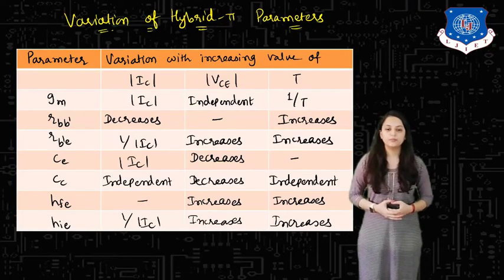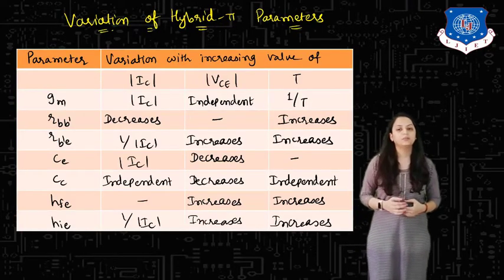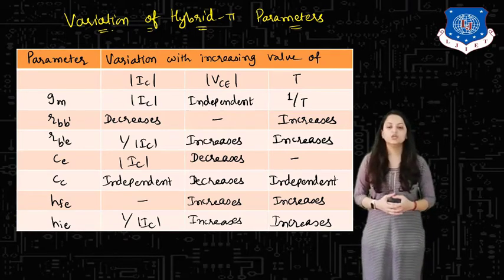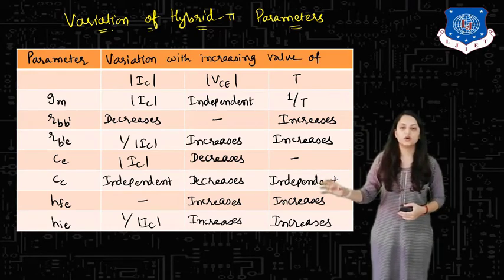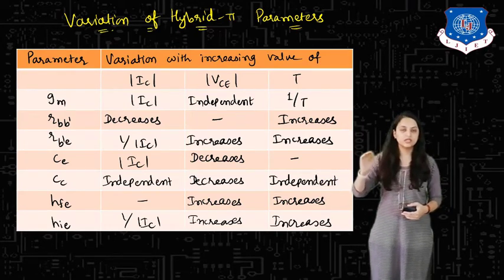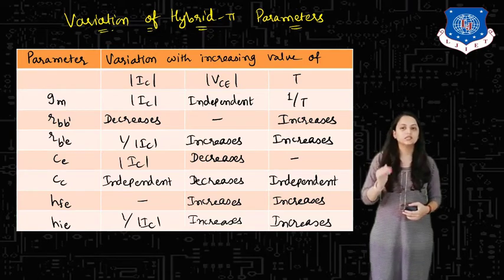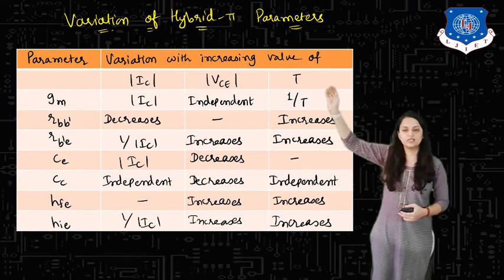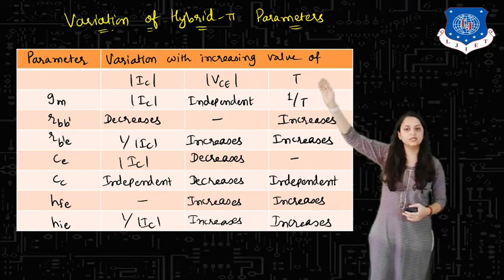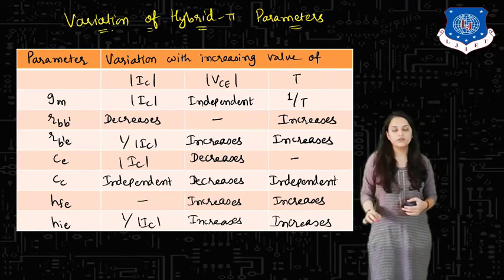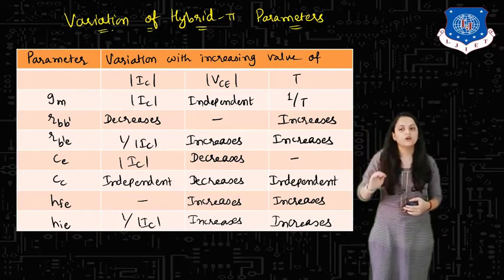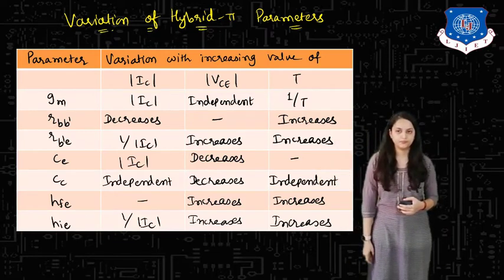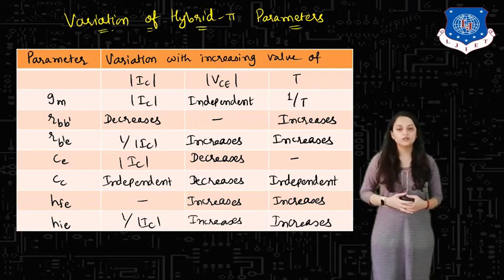Now let us see the next topic, that is variation of hybrid pi parameters. So let us see this table in which parameters are indicated in the first column, and in the second column we are going to see the variation on increasing the value of the particular parameters. We have considered three parameters over here. First one is IC, VCE and T. These are the three parameters in which we are going to see the variation. That means if we increase the values of these three parameters, what will be the effect on some other parameters? Okay, this is also important.